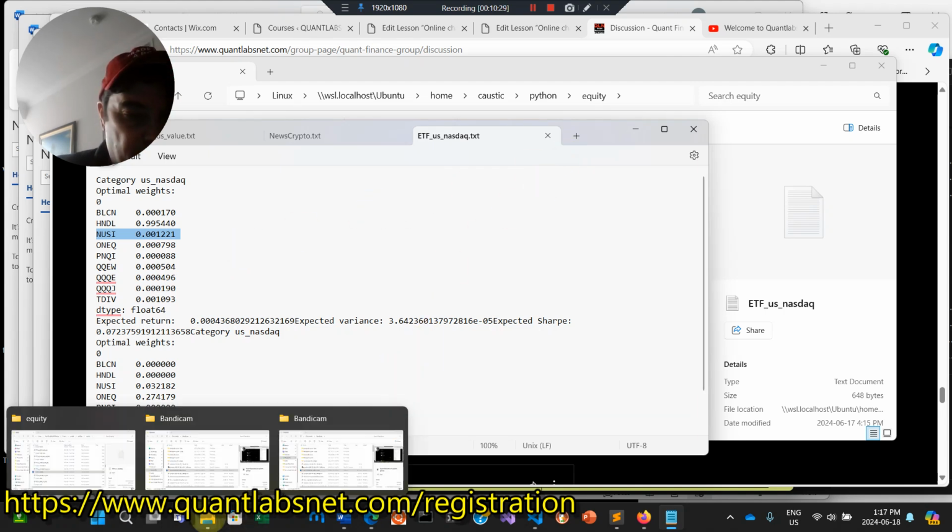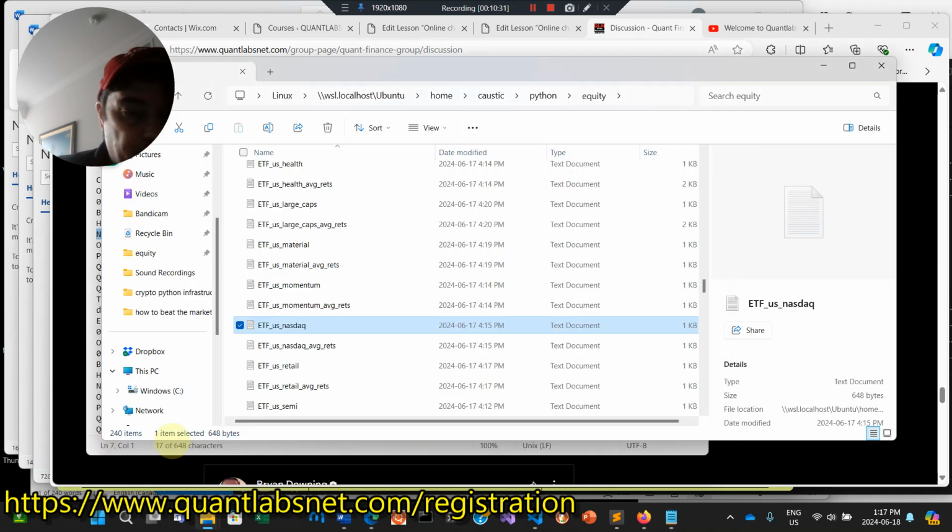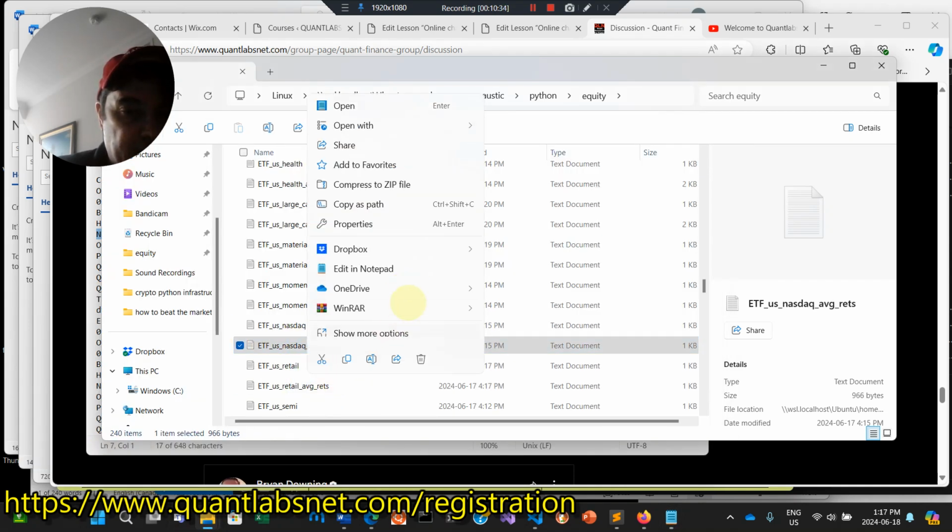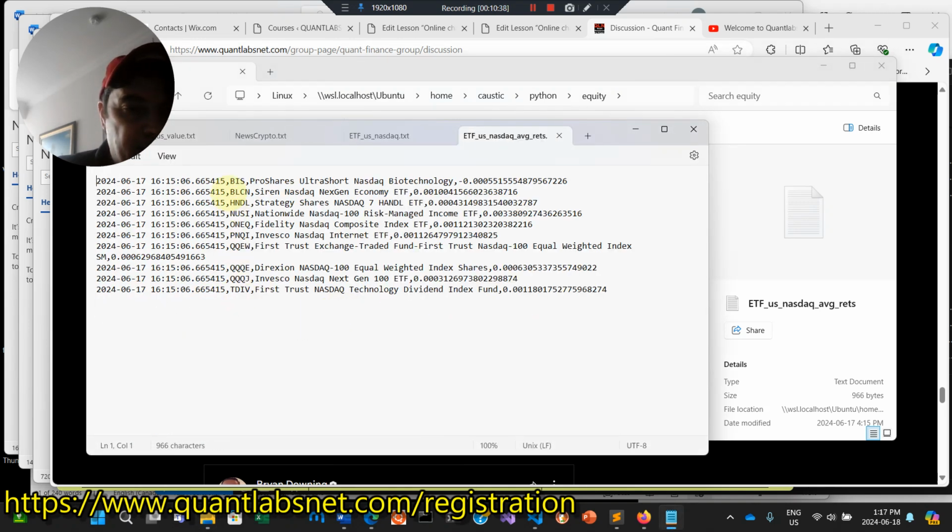And also there's another associated file that comes with that. So this one as well. These are the average returns over the last month or so. You can see here how those averages did.